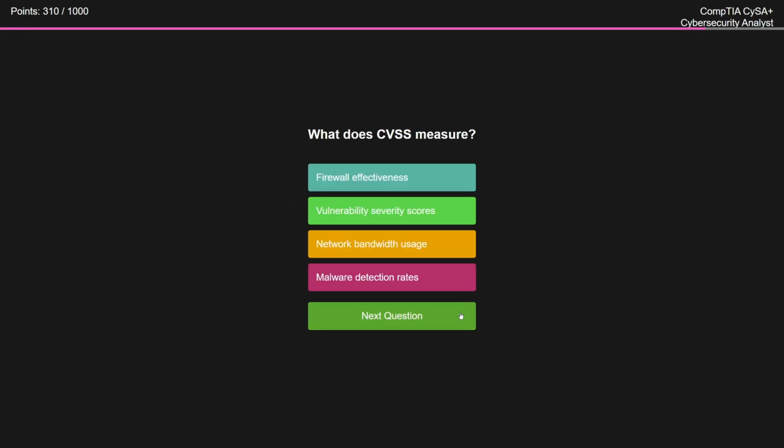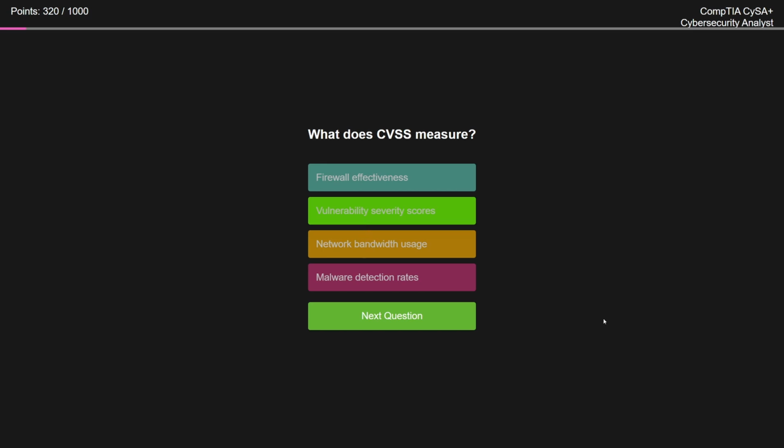Now for the next one, what does CVSS measure? Firewall effectiveness, vulnerability severity scores, network bandwidth usage, malware detection rates. I'm going to just let you think about it for the rest of the time, right? But for me, it's going to be vulnerability severity scores.